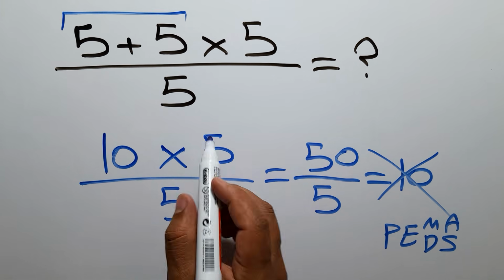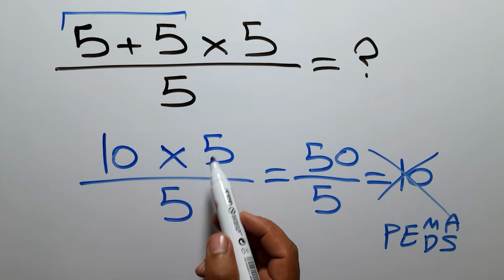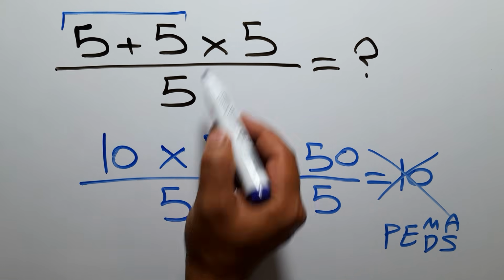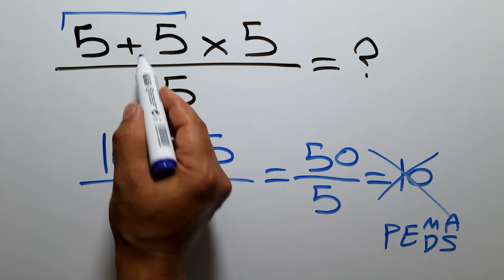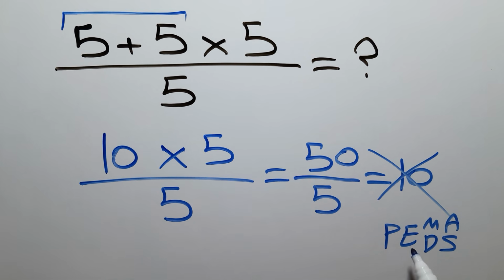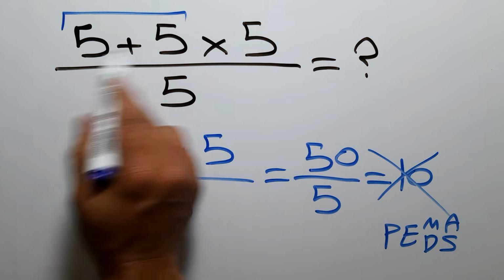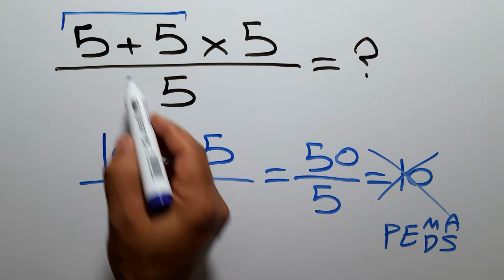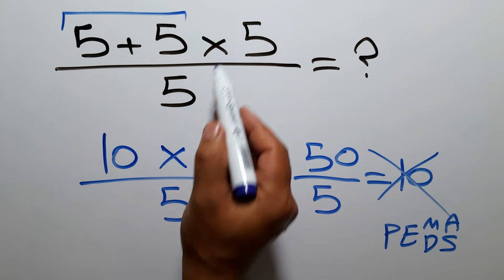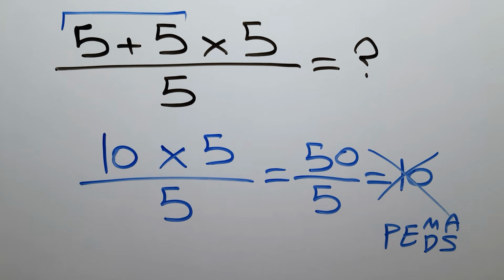In this expression, in the numerator, we have one addition and one multiplication. According to PEMDAS, multiplication has higher priority than addition because multiplication comes before addition. So here, first we have to do this multiplication, then this addition. If we do this addition before this multiplication, it is wrong.